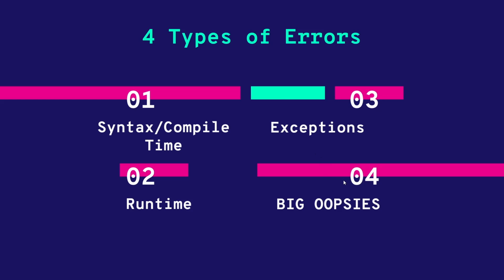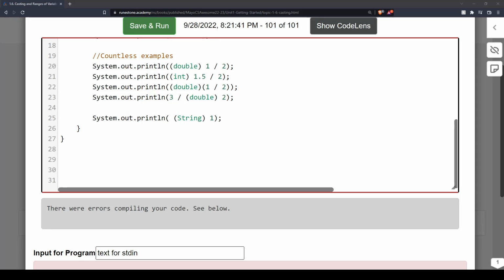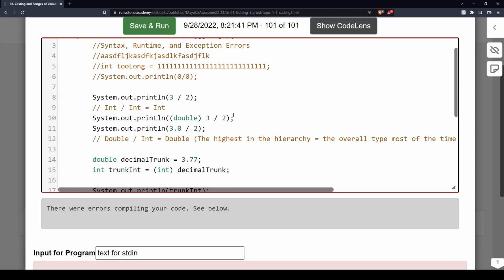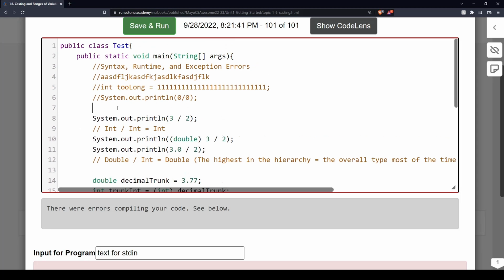And then there's a fourth type of error, and this is my personal favorite. It's when you think you're doing everything correctly, you write your code for a week, right? And then you get this one error, and it turns into two errors, and it turns into three errors, right? And this is a big oopsie. That is how you will refer to it officially from now on. It's a big oopsie.